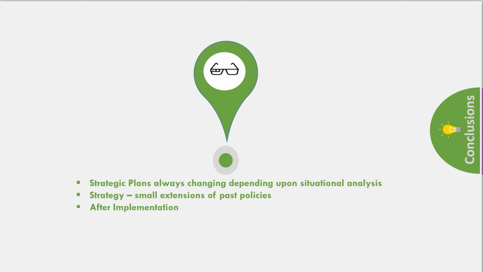So if we look at the strategic planning and the rational model, then we're saying strategic plans are changing depending upon a situational analysis, and a strategy is small extensions of past policies. And after implementation, you must monitor and control and continually see what's happening in the internal and external environment of your company, which could then change what your company is doing in terms of your objectives and your policies and your strategy and so on and so forth. So I hope this has helped today.